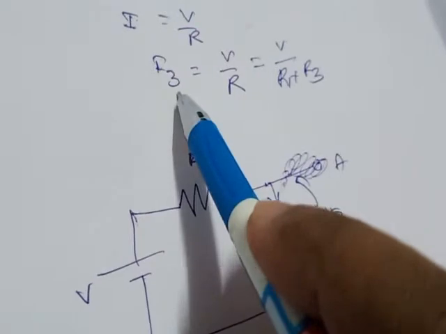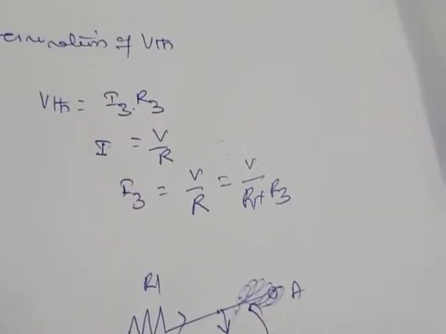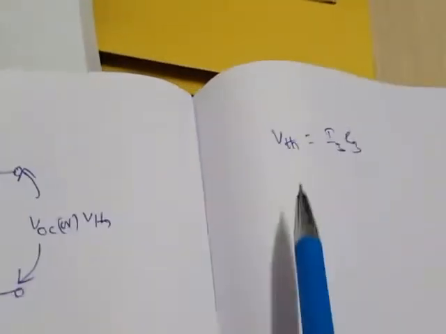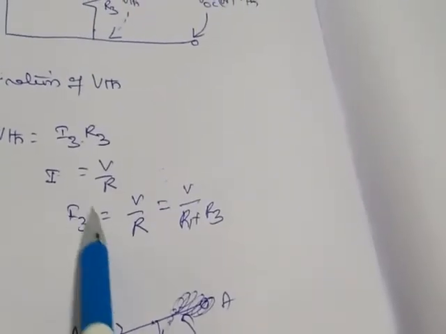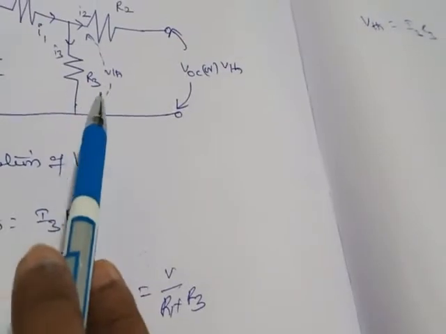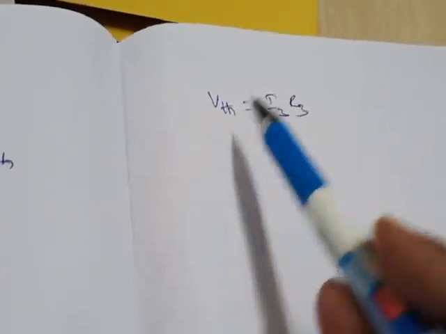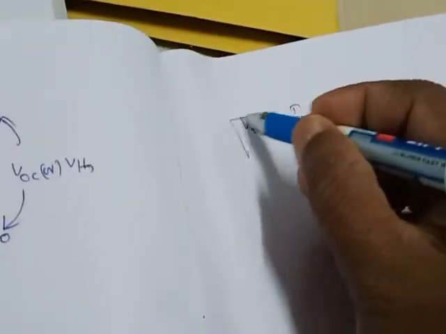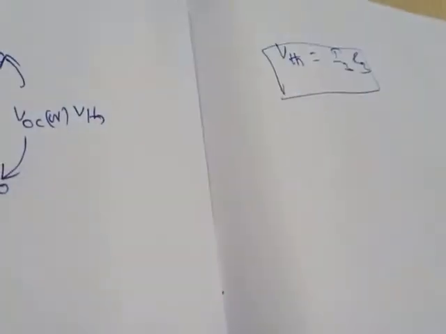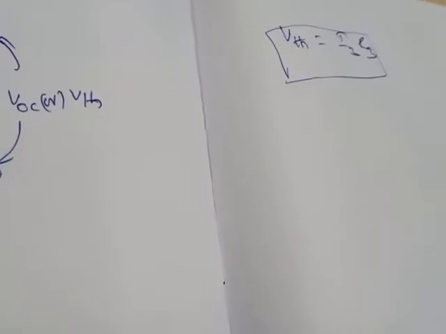So you got it as I3. Now we have to find V Thevenin. Simply you can find it as V Thevenin equals I3 into R3. From this formula you will get I3, and you already have R3. If you substitute the values of I3 and R3, you will get V Thevenin. This is how to find V Thevenin. This is your step 2.